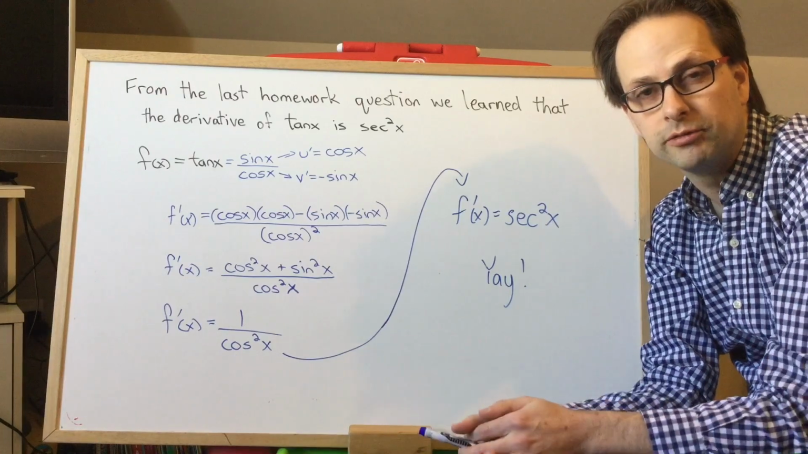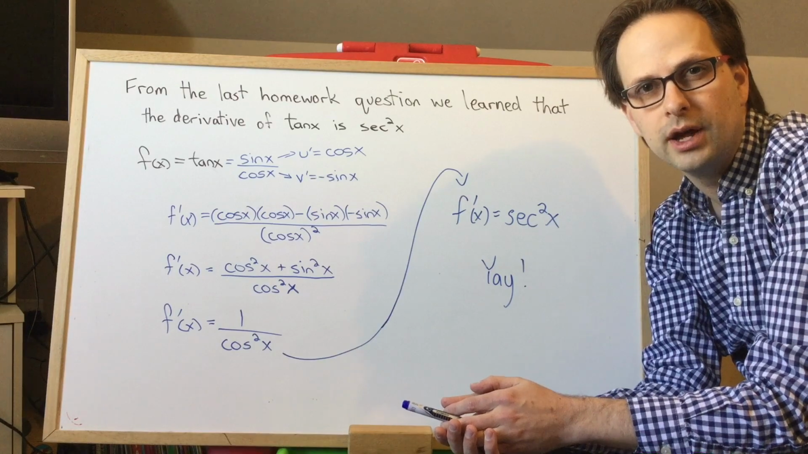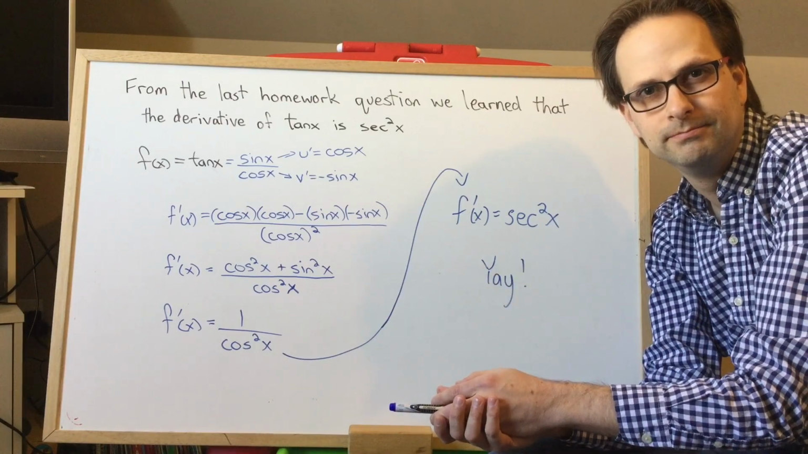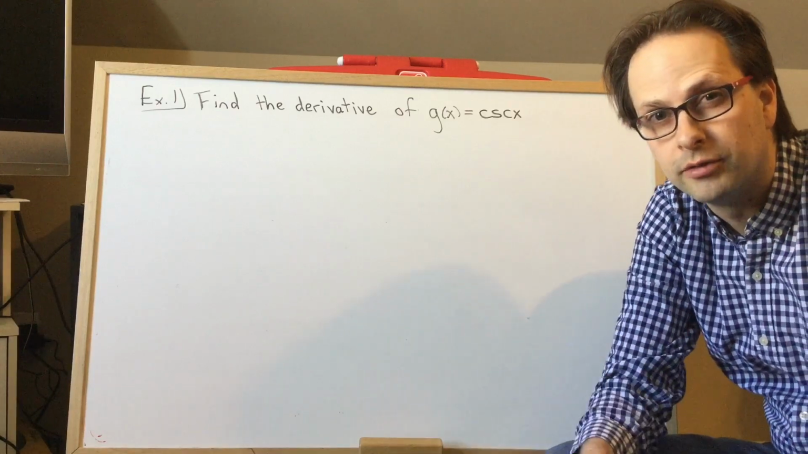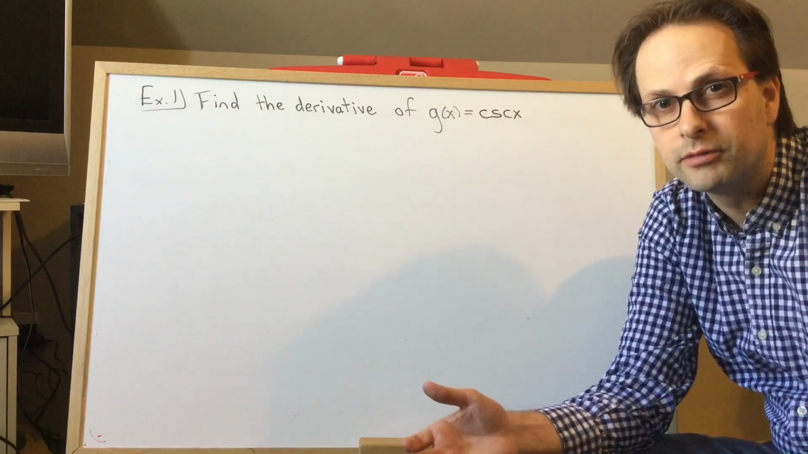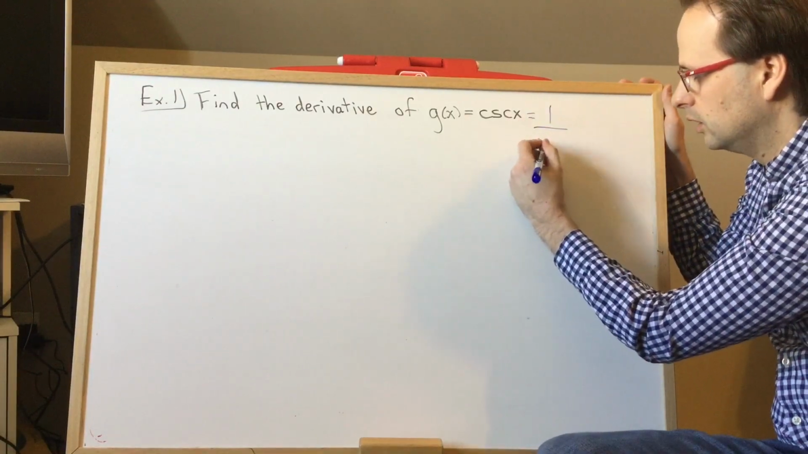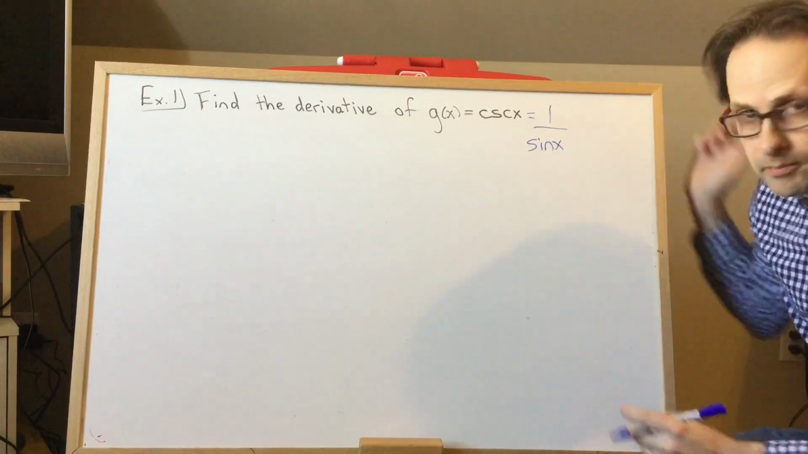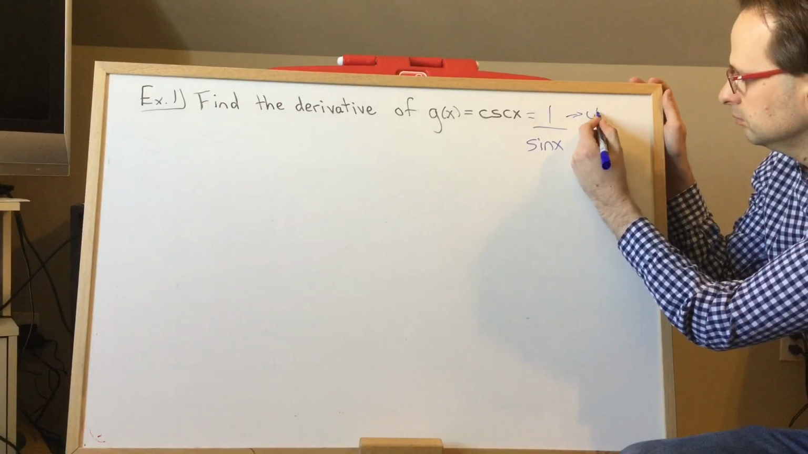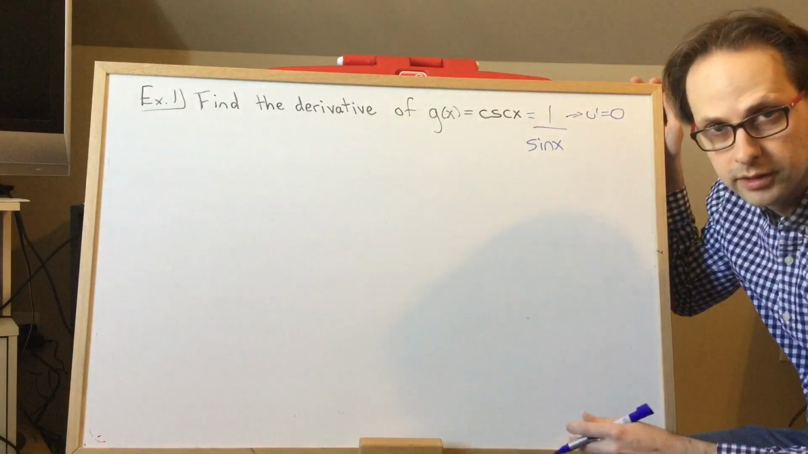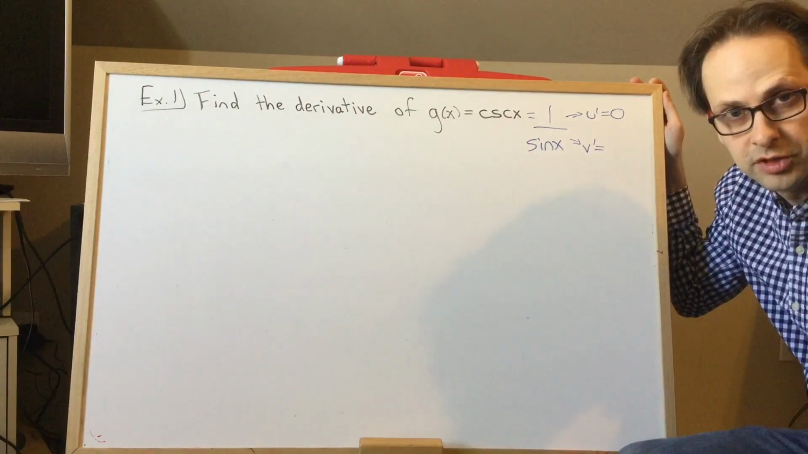In a similar way, we can find the derivative of the other 3 trig ratios. And we'll do one of those together and then just catalog all the rest. In this question, we'll find the derivative of cosecant x. So we can think of cosecant as 1 over sine x. And that means we're going to have to use the quotient rule. Derivative of 1 is 0.